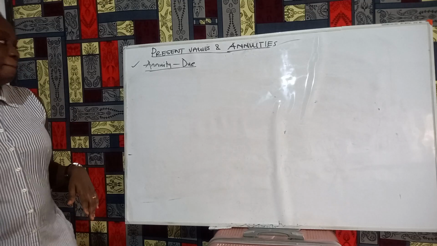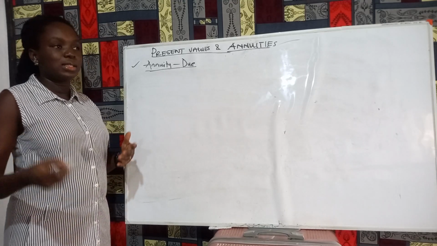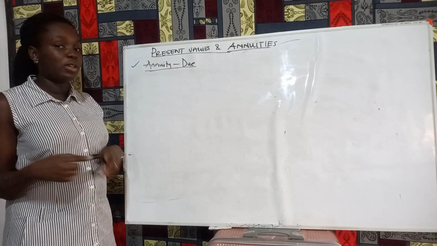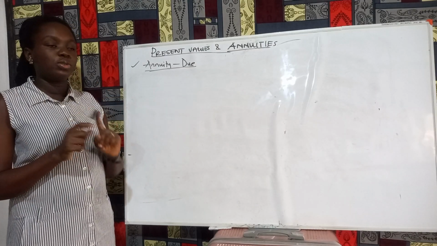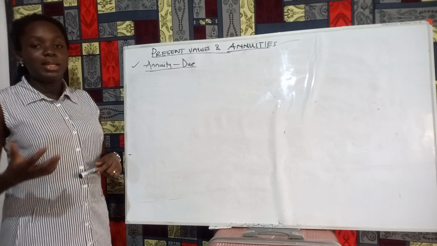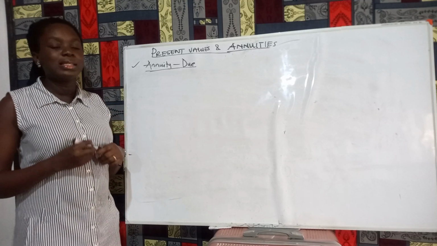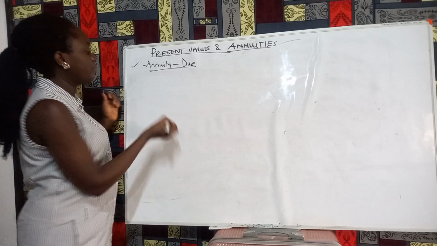Annuity due is the same as a series of regular payments, but payment is made at the beginning of the period. So that's the distinction between immediate and due. With immediate, payments are made at the end of the period, but with due, payments are made at the beginning of the period.